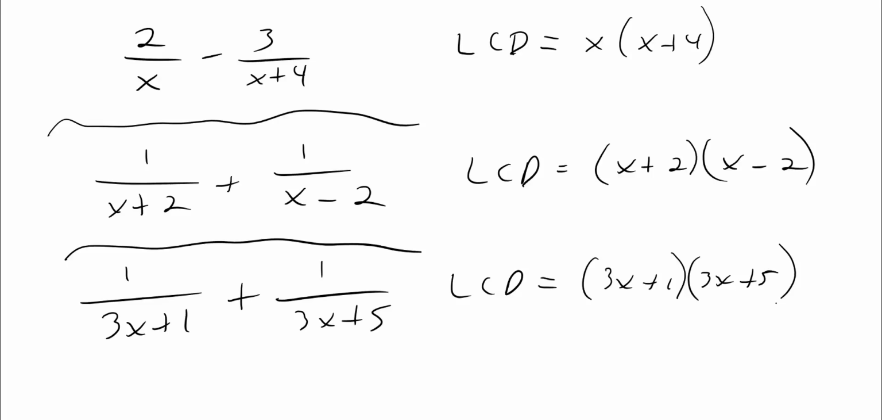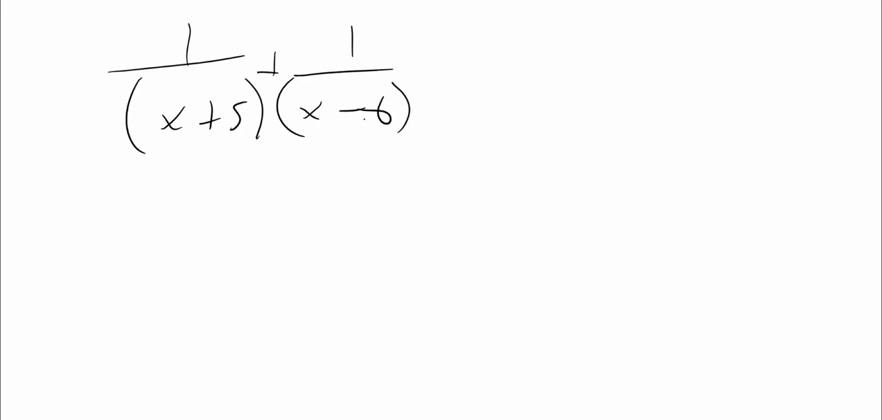You need to understand that usually, there's nothing in common between these two. So 3x plus 1, 3x plus 5, that's my LCD. It's pretty easy to do these because there's usually nothing in common. Okay, so if I did, let me delete everything here. It doesn't matter what it is. You know, x plus 5 and 1 over that plus 1 over x minus 6. The LCD is x plus 5, x minus 6. Okay? It's just kind of easy to do that.